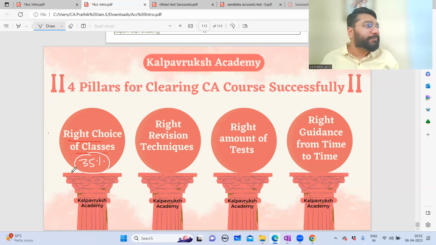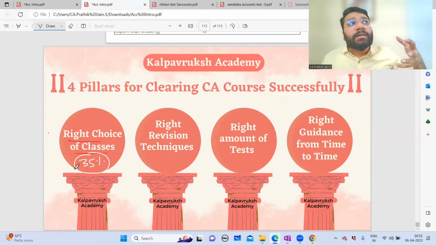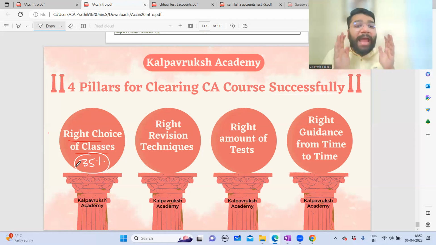The role of the class is to make your learning and understanding very easy. When you try to do self-study, what happens is that your knowledge is restricted to the language you read and interpret from the textbook.